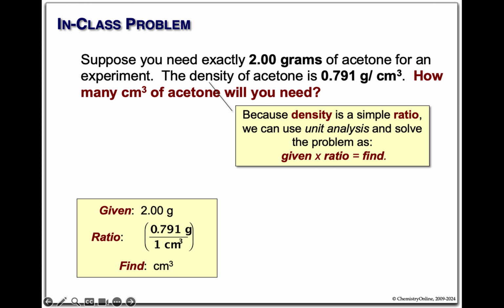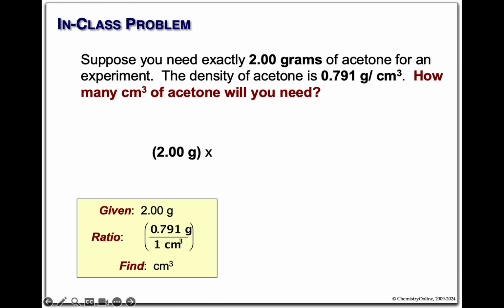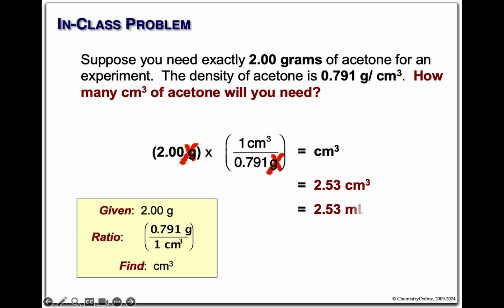We are going to start with our given. We look at our ratio. We have to flip that upside down, don't we? That way our grams will cancel. Simply divide 2 by 0.791. And we need 2.5 cubic centimeters. In lab, you would measure this in milliliters. Same measurement.